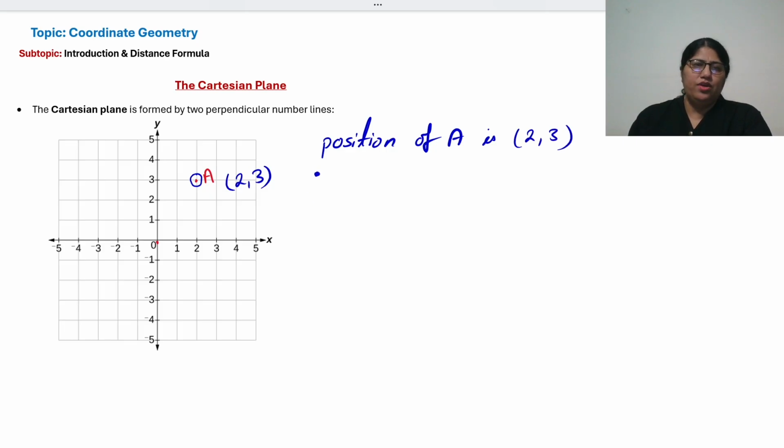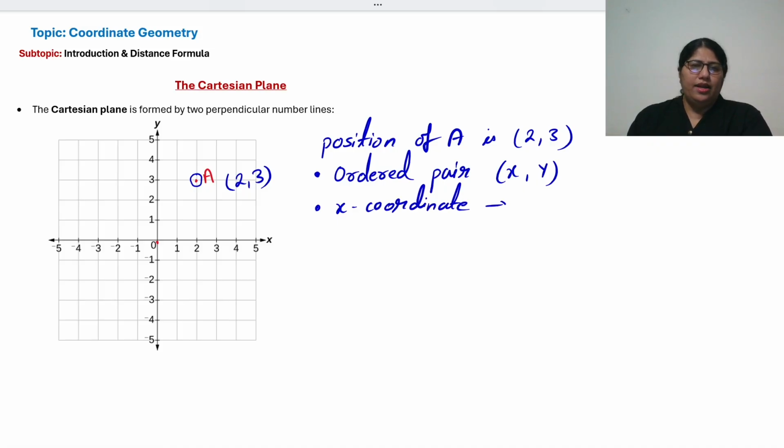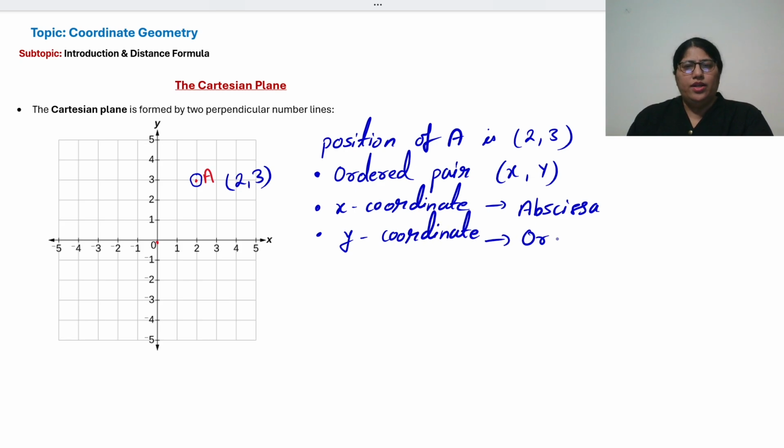So what is the first point you have to remember? The position is always written as an ordered pair, and it's always first the x coordinate and then the y coordinate. What is the other name of the x coordinate? We write it as abscissa, right? You have to remember these terms. And if I take the y coordinate, we call it the ordinate, right?